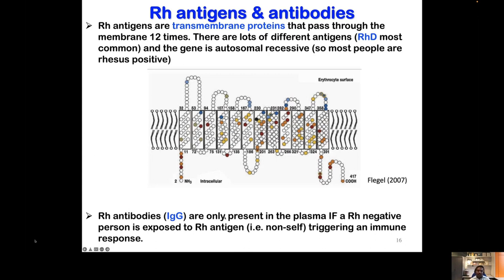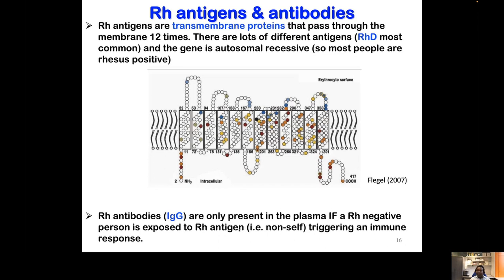So RH antibodies will be only present in plasma if an RH negative person is exposed to RH antigen. As I said right at the beginning, we are not carrying any antibodies against RH. And for RH, only IgG molecule will be produced, which is a monomeric molecule. It's basically a single Y-shaped molecule, not IgM, not a pentavalent antibody. And this antibody will be produced only when RH negative people receive RH positive blood.